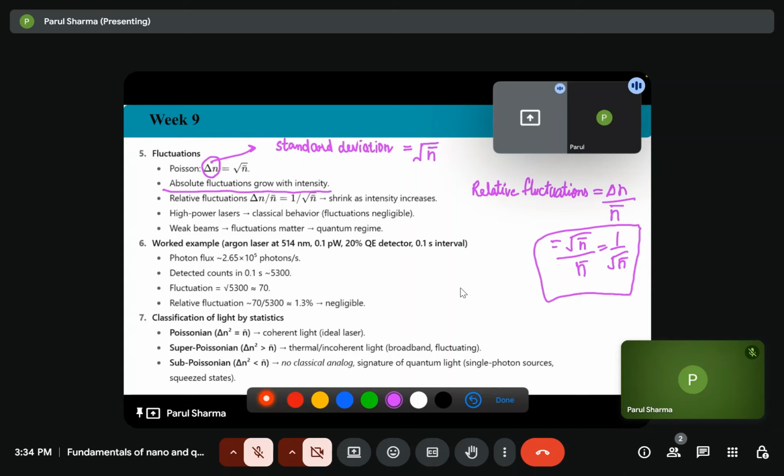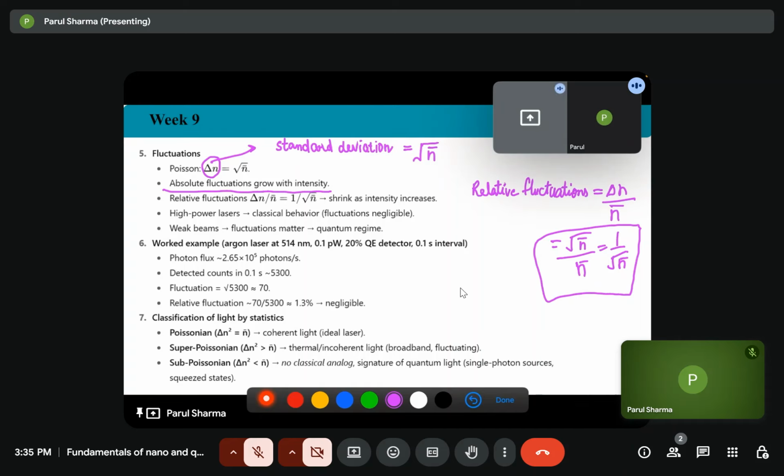So at high power lasers, classical behavior. In that case, the fluctuations will be negligible because it is negligible over time average, and these are independent, so we don't care about the fluctuations. But when we talk about low intensity or weak beams, at that point fluctuations matter, and we enter into the quantum region.